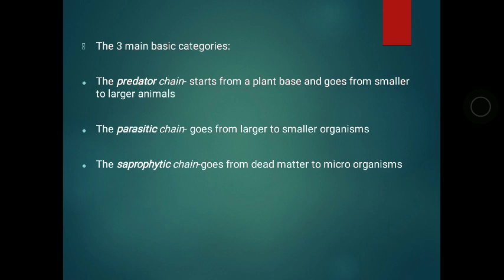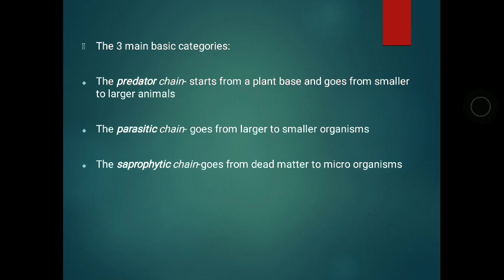So here in the food chain, there are mainly three basic categories. The first one is the predator chain. The one which kills is called the predator chain. It starts basically from plant base and goes from smaller to larger animal, right? Next, the parasitic chain goes from larger to smaller organism.